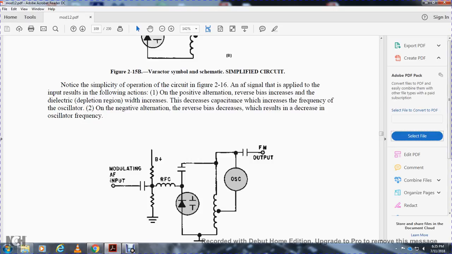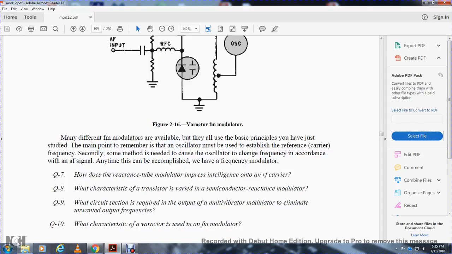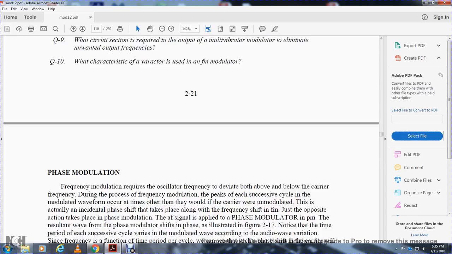The modulated audio frequency input goes through the capacitor into the split bias resistor and RFC, and then to your varactor, the capacitor and inductor oscillator, with a capacitor for FM output. Many different FM modulators are available, but there are only basic principles to study. The main points to remember: the oscillator must be established with a reference for the carrier frequency, and secondly, some method is needed to change the oscillator frequency in accordance with the AF signal. That can be accomplished with a frequency modulator.